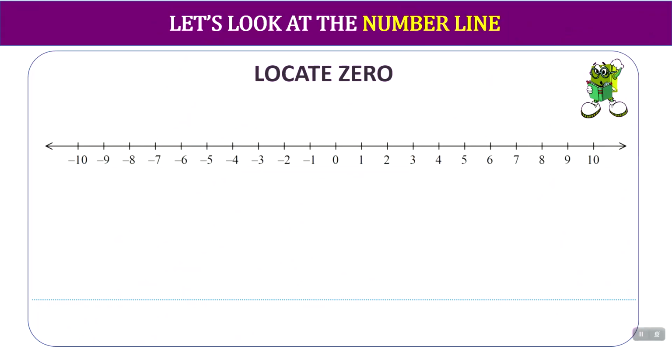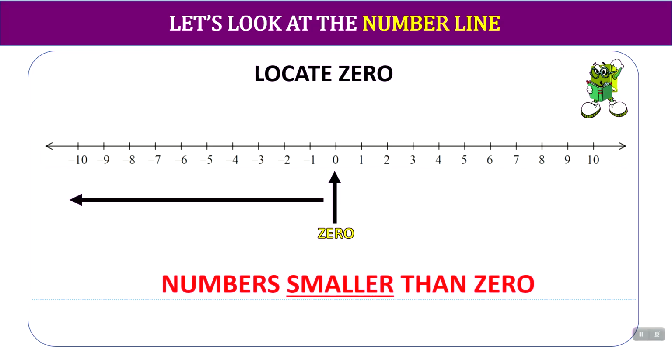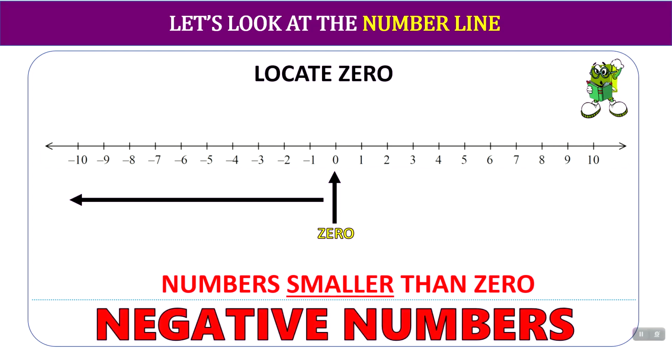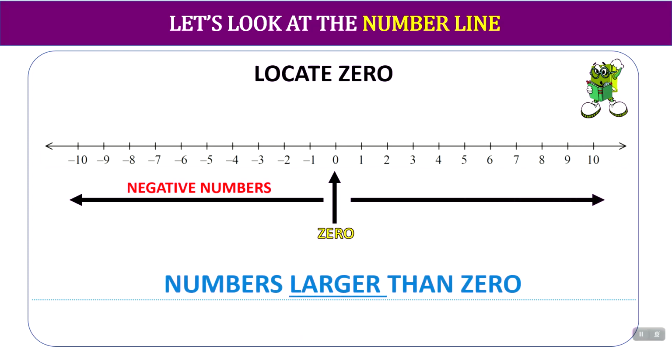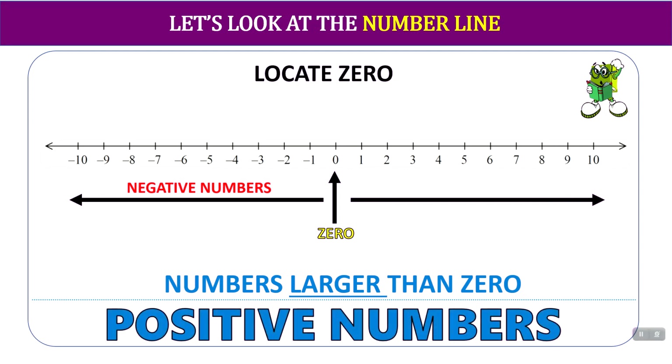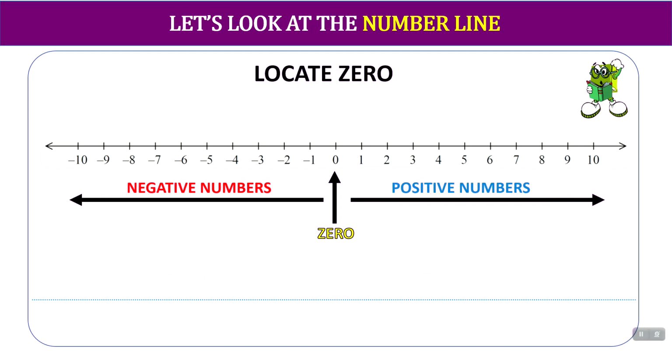Now let's look at the number line. Let's find 0. We can see that it's right in the middle of the number line. There are numbers to the left and there are numbers to the right. The numbers to the left are smaller than 0. These are the negative numbers. You can see that they have negative signs at the left of every one of the digits. Now look at the numbers to the right of the 0. They are the numbers that are larger than 0, and we call those positive numbers.